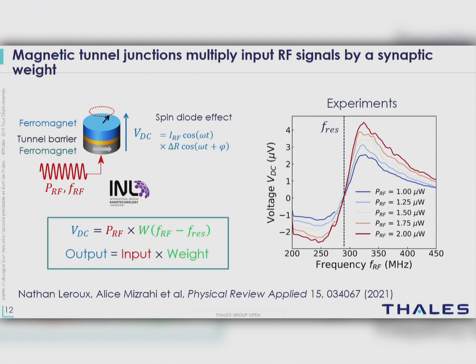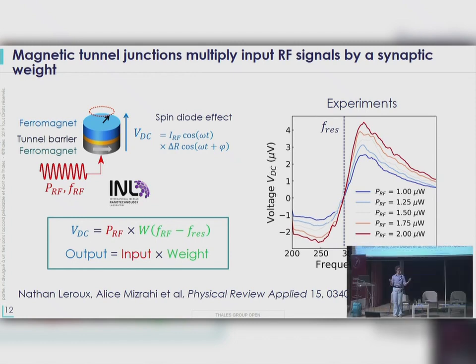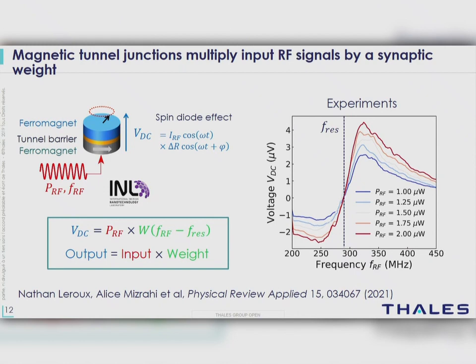And what happens is that you have this spin diode effect. When the input frequency of the signal is close to the resonance frequency of the device, you get a resonance. So you see here, I measure this DC voltage versus the input frequency, and I get this resonance with a typical anti-Lorentzian shape. This is a rectification effect.